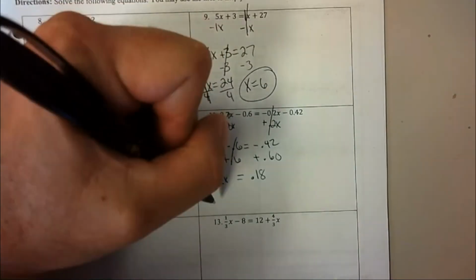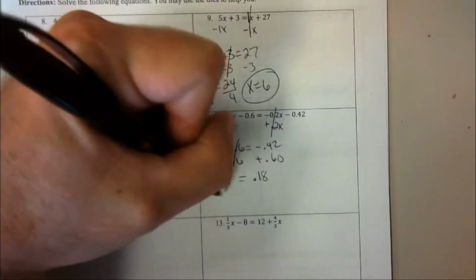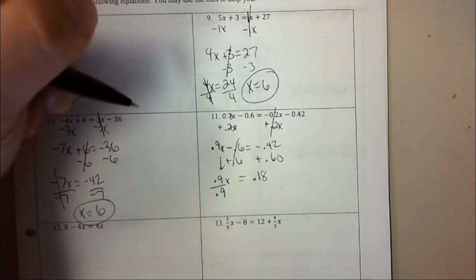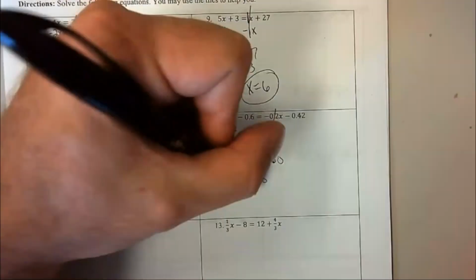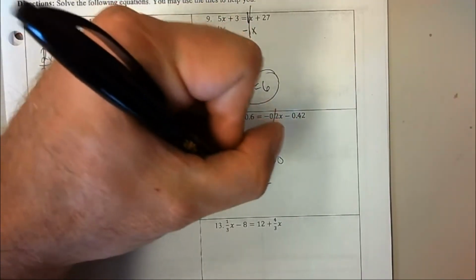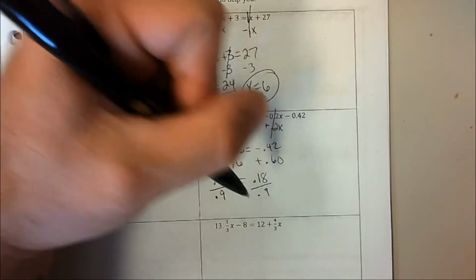Okay, next step, we're going to divide by 0.9 to both sides. So I got to make sure I divide by the decimal as well, not just the number itself. And then I got to come over to the right side and do the same thing, divided by 0.9.